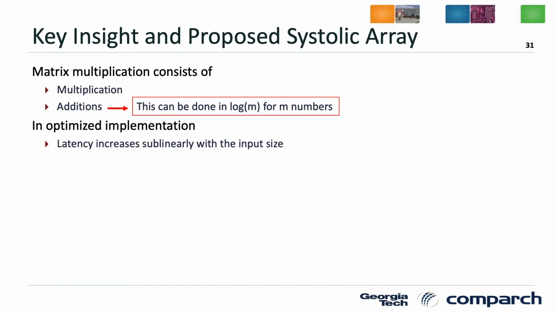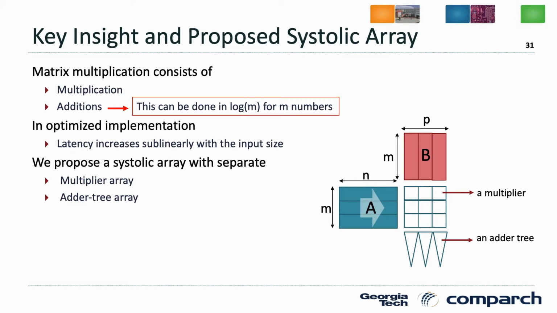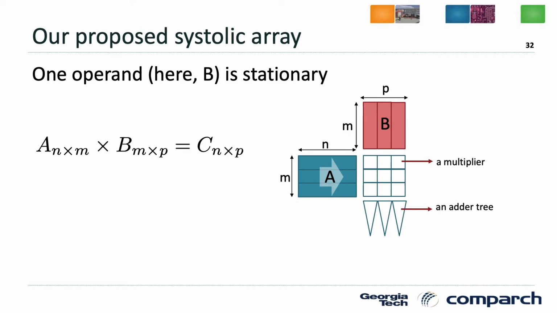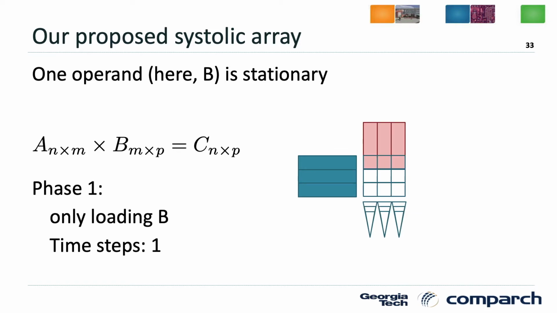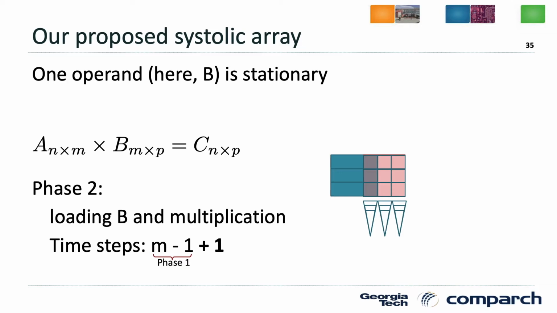To achieve this optimized design, we propose a new systolic architecture consisting of separate multiplier array and adder tree array. As a result, when any of the dimensions of the operands grows, our proposed systolic array is faster than the other two proposals. Let's see how. This is also a stationary systolic array. Therefore, we assume B stays in the multipliers. And first, we load B, which takes m-1 steps. Then, in phase 2, A starts to flow, but not in a diagonal form.